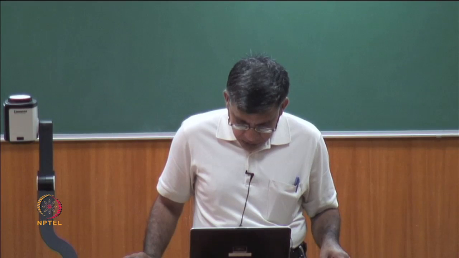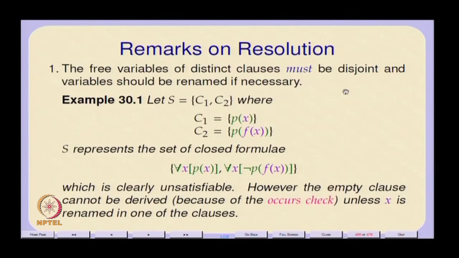Let us look at some examples. The first remark is about standardizing apart. The free variables of distinct clauses must be disjoint, and the variables should be renamed if necessary, which is equivalent to alpha renaming for bound variables. By the way, here there should be a negation sign, which I have forgotten.